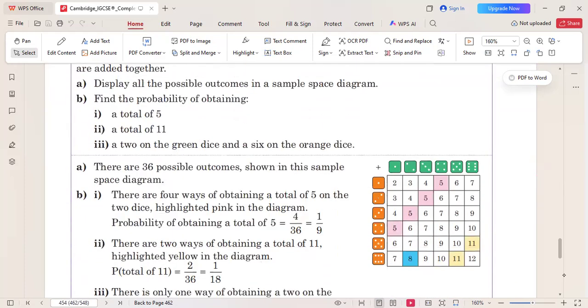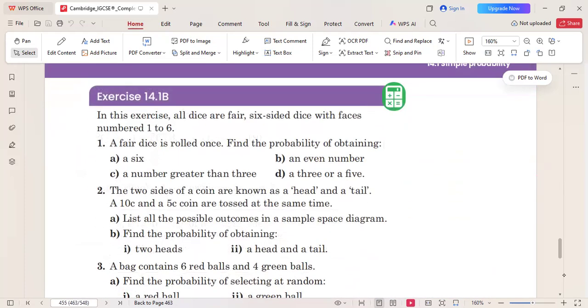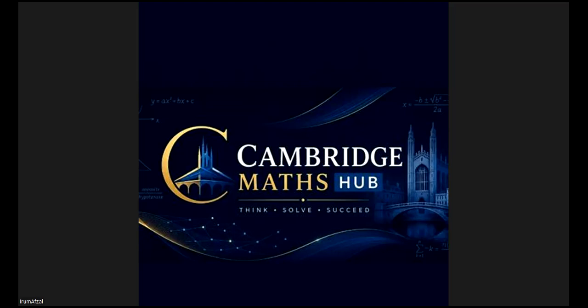We are now going to go directly to exercise 14.1b and start. When we are going to find the probability, we must remember this formula in our mind. So let's get started.